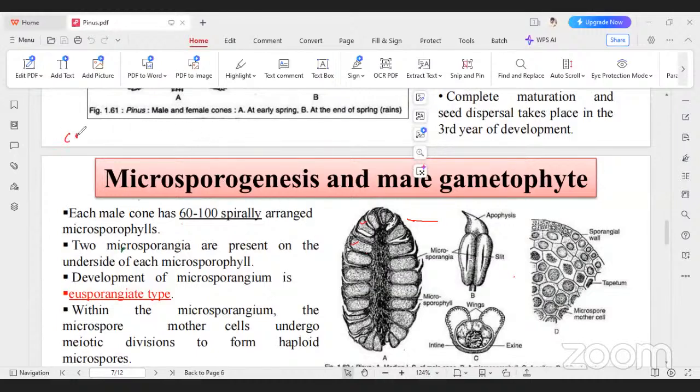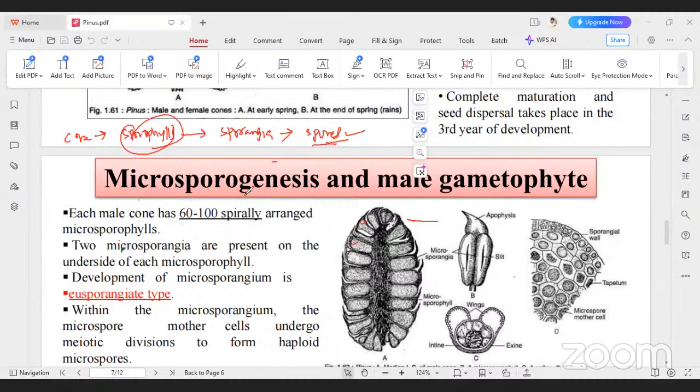Anyway, remember, first of all, a group of sporophylls altogether forms a cone. What is present inside the sporophyll? Leaf and sporangium. What are present inside the sporangium? Spores. So this is what commonly happens.